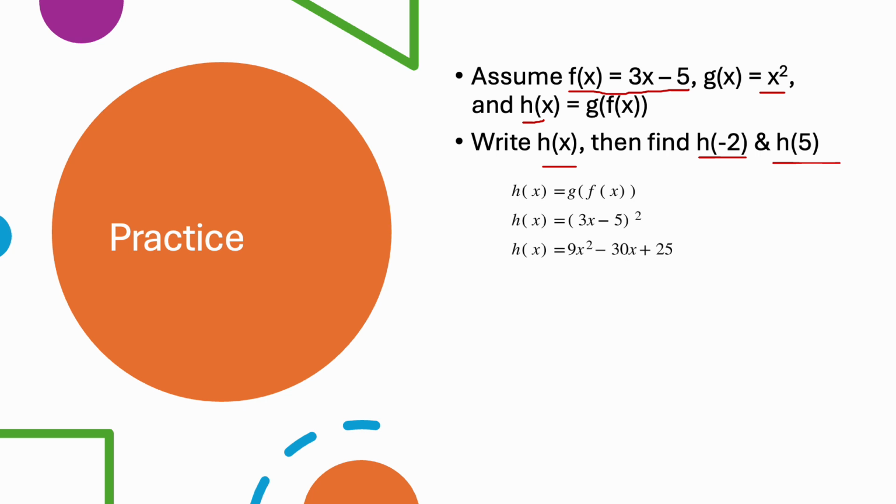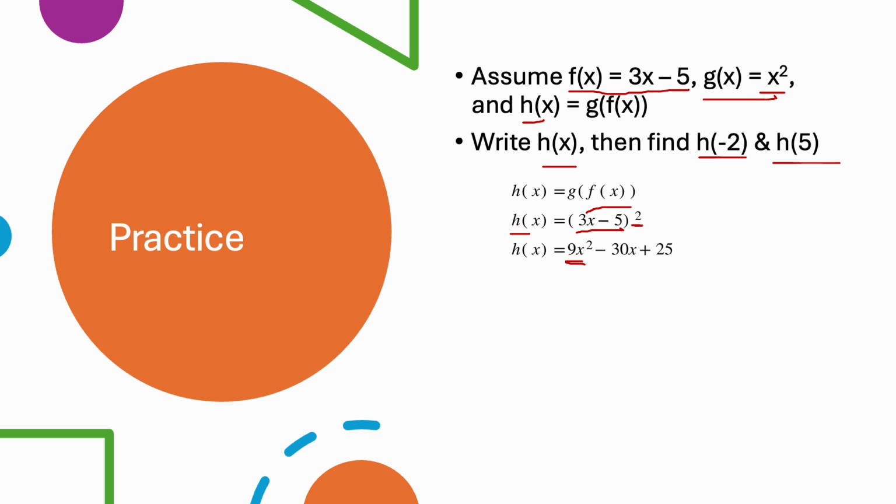Okay, so h of x is g of f of x. And because g of x is x squared and f of x is 3x minus 5, what h of x really is is 3x minus 5, which is f of x, squared, because the squared is the entirety of the g of x function. And then if we simplify this out, if we FOIL, first terms, 3x times 3x is going to be 9x squared.